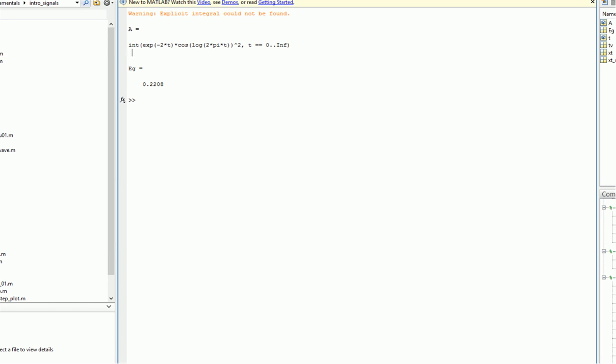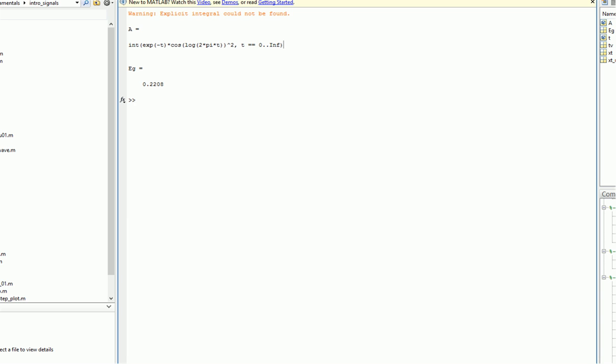That means the integral for energy, that is integration from minus infinity to plus infinity of the square of the absolute value of x of t, where x of t is e power minus t cos of log of 2 pi t, clearly does not give a closed form solution.